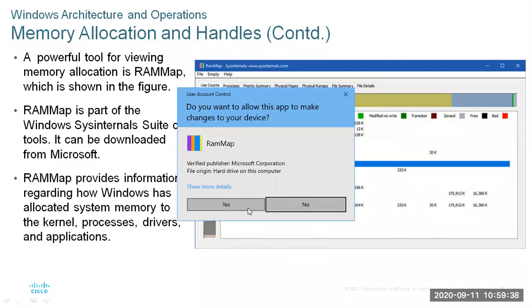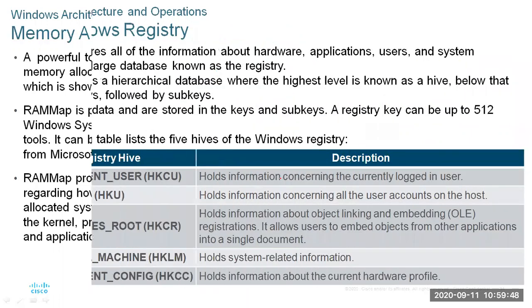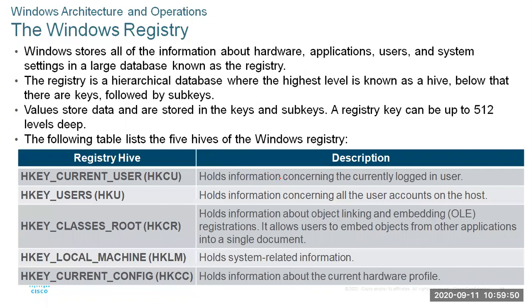Let's run the RAMApp so that you see how it works. All right, while RAMApp is still loading, Windows stores all the information about hardware, application, users, and the system settings in a large database known as the registry. Remember, we talked about the registry. The registry is a hierarchical database where the highest level is known as the hive. All right, that's the highest level.